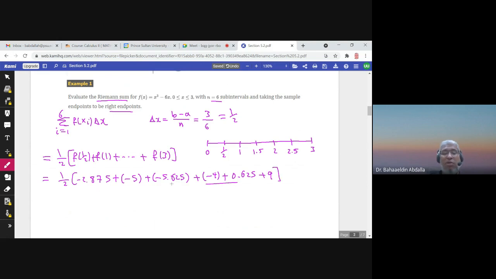And now you add all of these numbers and you multiply by half and you write the answer. So this would give you an approximation of the actual area using the right endpoints. The answer is negative 3.9375. So that's the answer of the question.